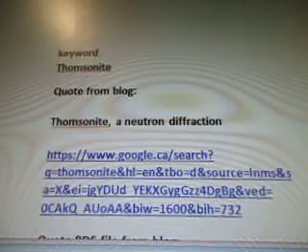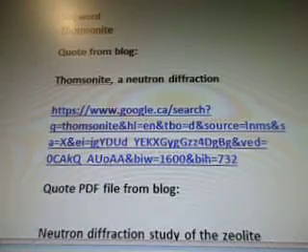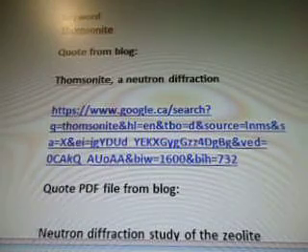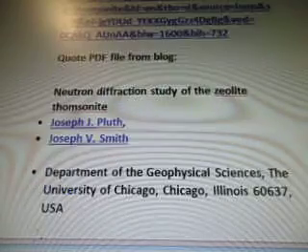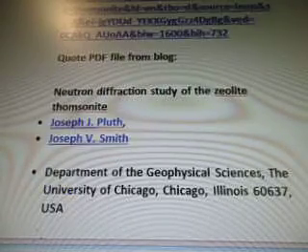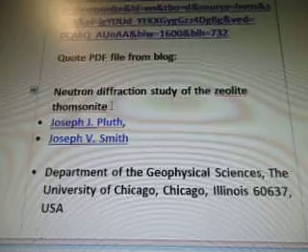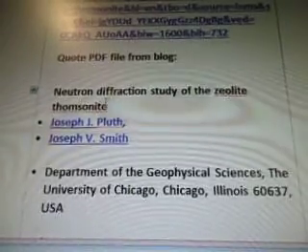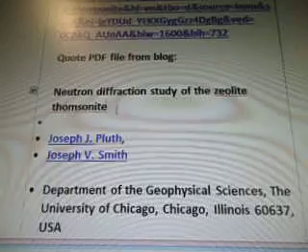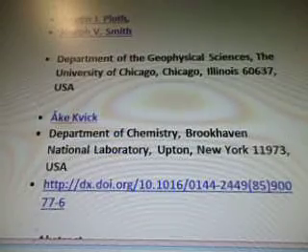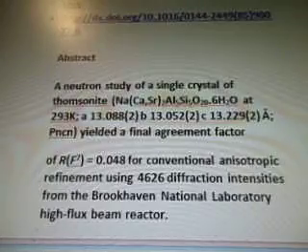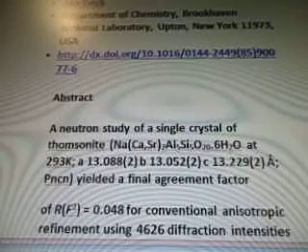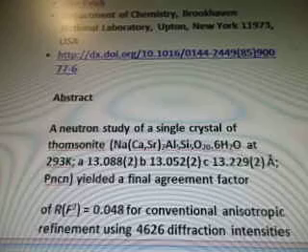So our keyword is Thomsonite. So we're going to look up quotes from a blog. Thomsonite and Neutron Diffraction was on Google. And I'm going to quote a PDF file from a blog. Neutron Diffraction Study of the Zeolite Thomsonite. Just going to add some space there. Okay. So the Department of the Geophysical Sciences, University of Chicago, and there's the link there, dx.doi.org.